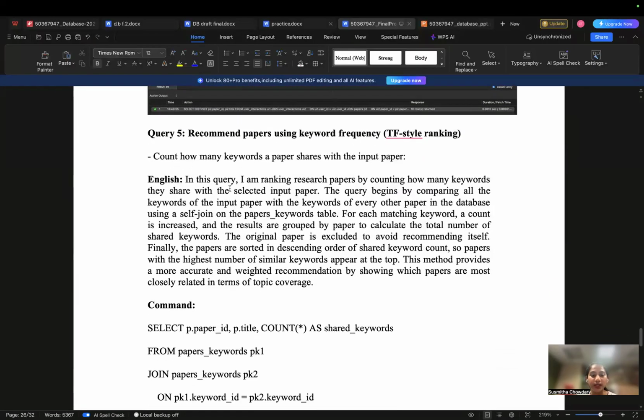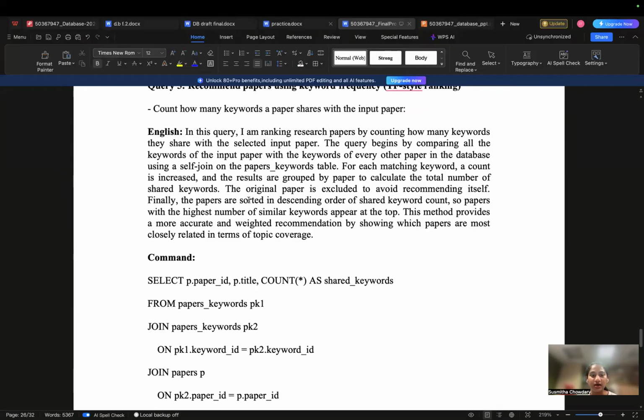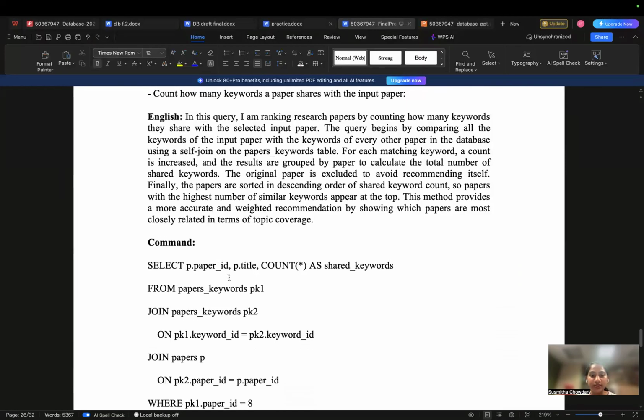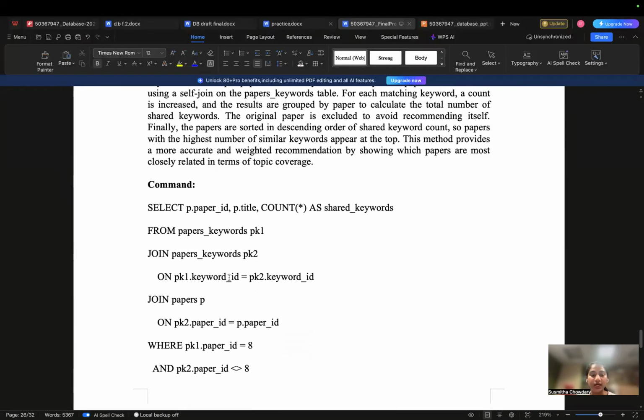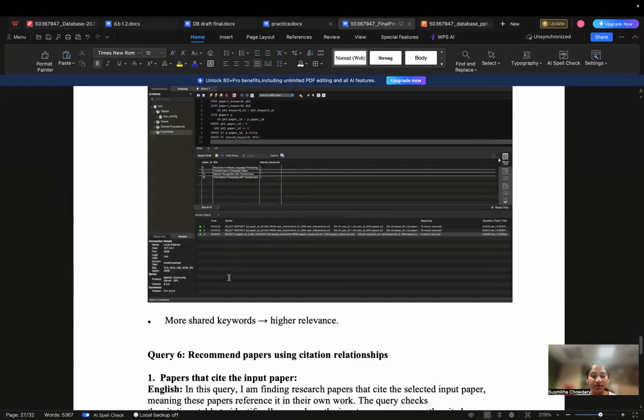And coming to query 5, this is the query that is written to recommend papers using keyword frequency. Here we count how many keywords a paper shares with the input paper, and this is the query I have written.